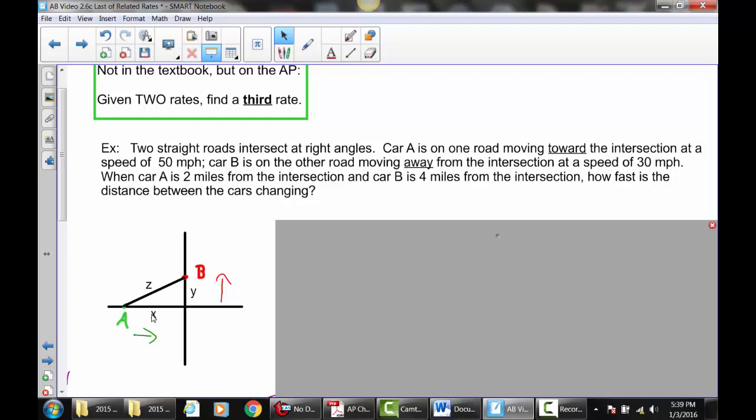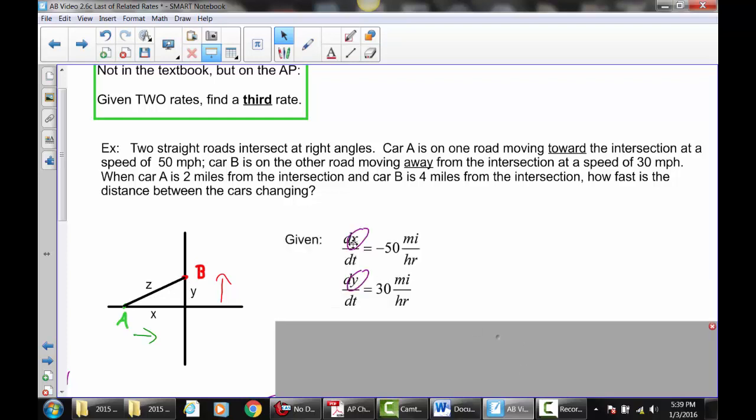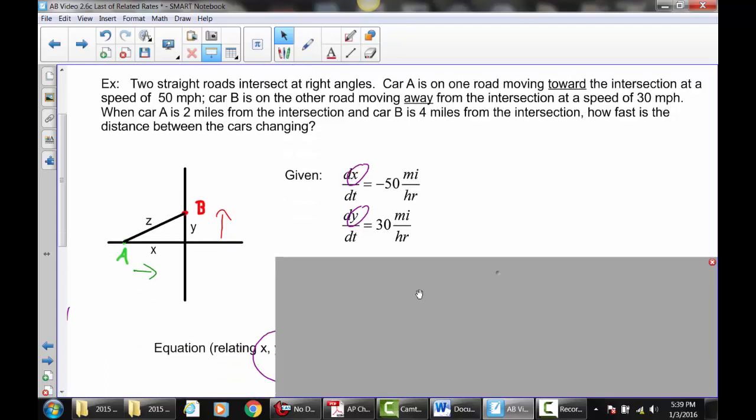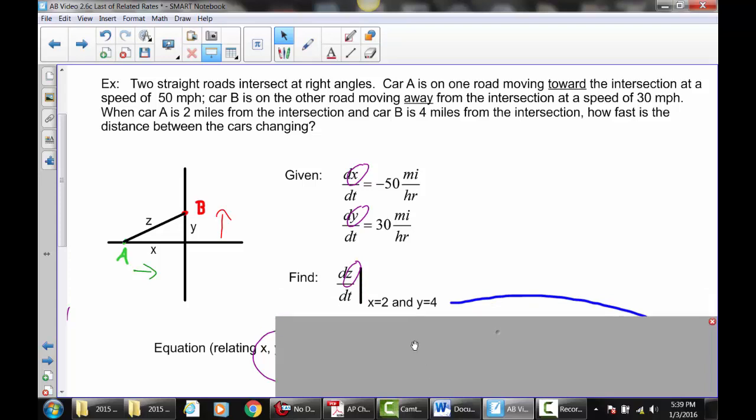When car A is 2 miles from the intersection, in other words, when x is 2, and car B is 4 miles from the intersection, in other words, when y is 4, how fast is the distance between the cars changing? Well, the distance between the cars is z, so the question is to find dz dt. So we're given dx dt. Now remember, car A is moving towards the intersection, so x is getting smaller, so that's why it's negative 50 miles an hour. But dy dt is positive 30 miles an hour because car B is moving away from the intersection, so y is getting bigger. The question is to find dz dt when x is 2 and y is 4.